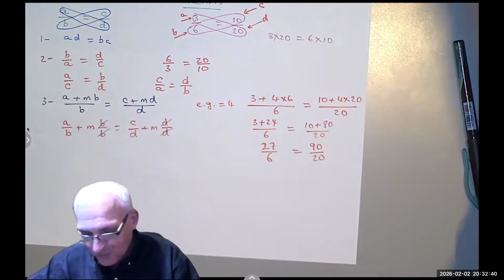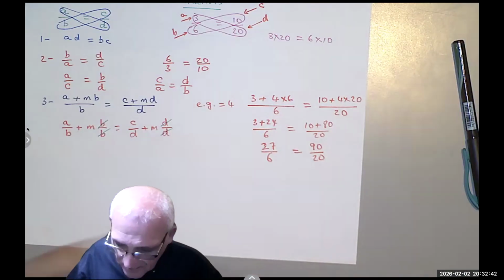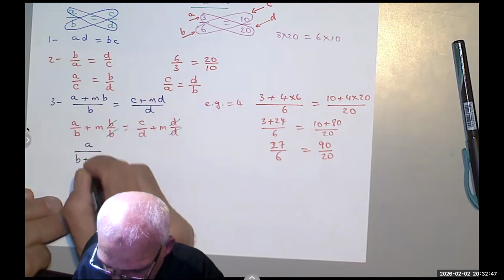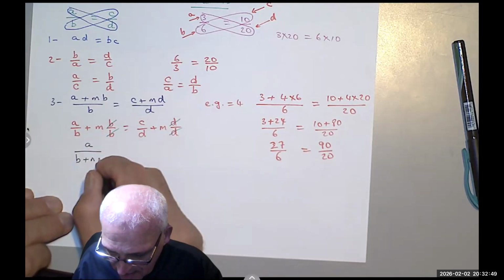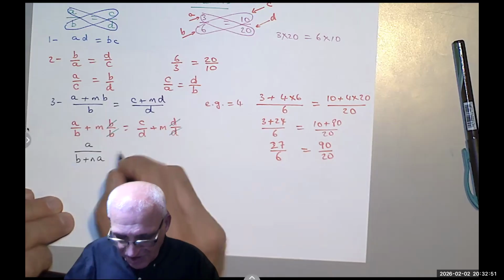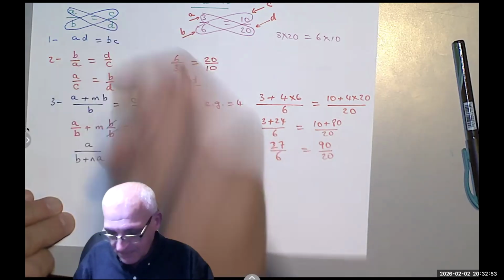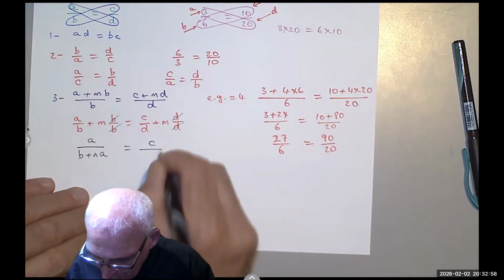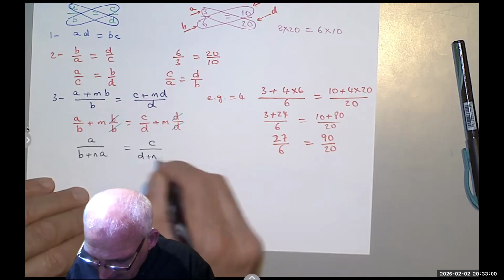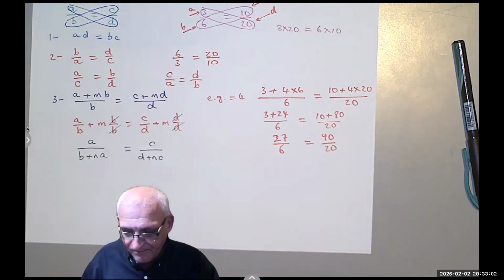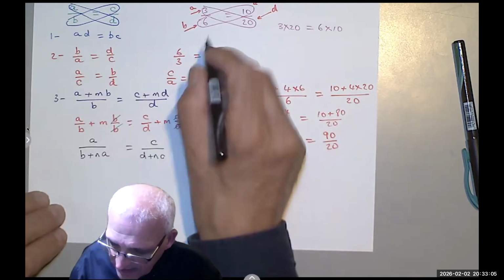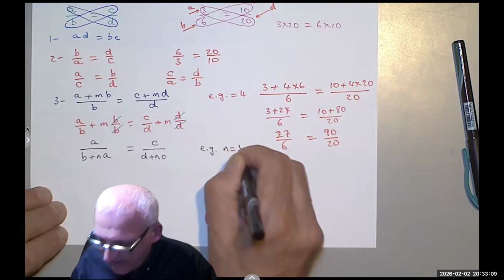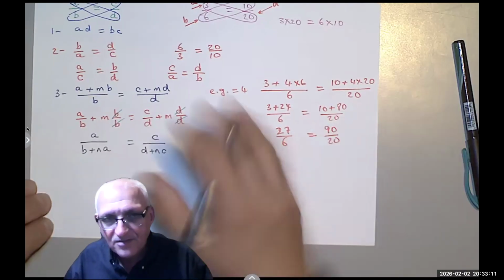One more thing, I can do the opposite. I can say A over B plus N times A, as if I took them upside down, roughly, equals C over D plus N times C. Well, as we said, A is 3. So let's say for example N equals 5. Any number, you can write 10, you can write whatever.